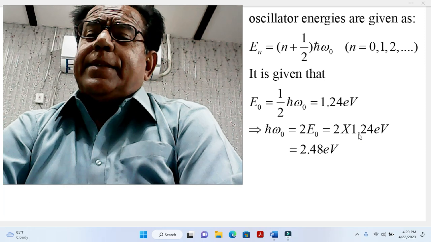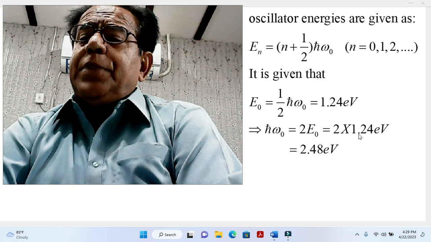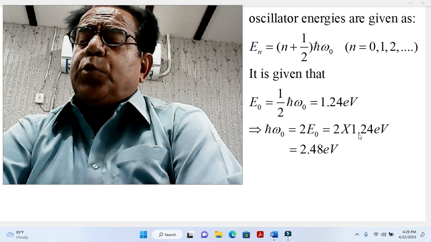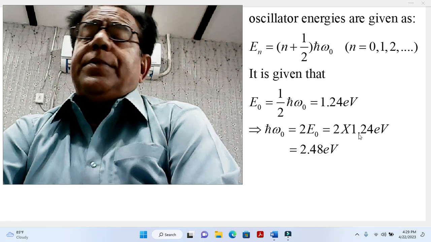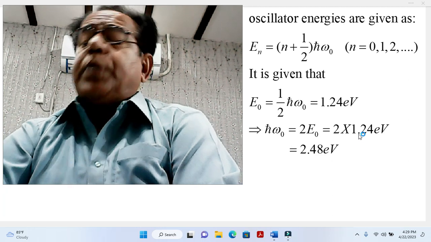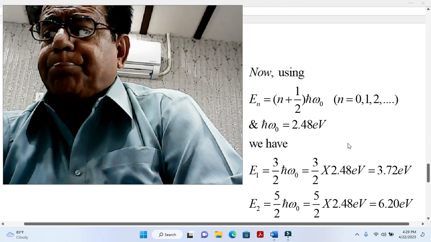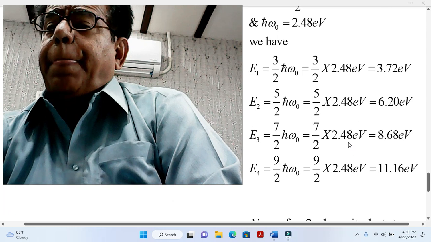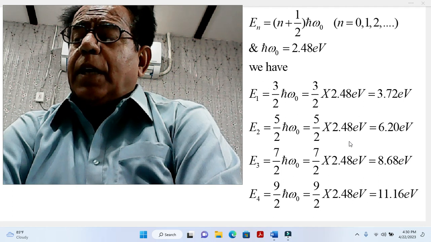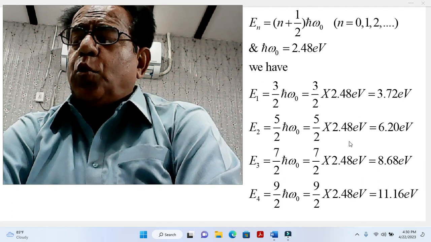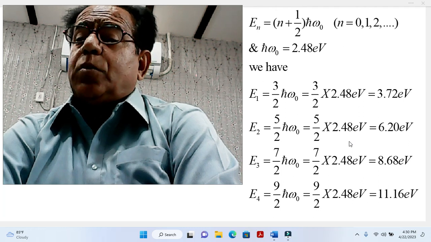Now our task is quite simple. We will put n equal to 1 and we will get the value of E1. Then we will put n equal to 2 and we will get the value of E2. Then n equal to 3 and we will get the value of E3. Then n equal to 4 and we will get the value of E4. Now using E n equal to n plus half into h cut omega naught, where n is equal to 0, 1, 2 and so on, and h cut omega naught is equal to 2.48 electron volt.